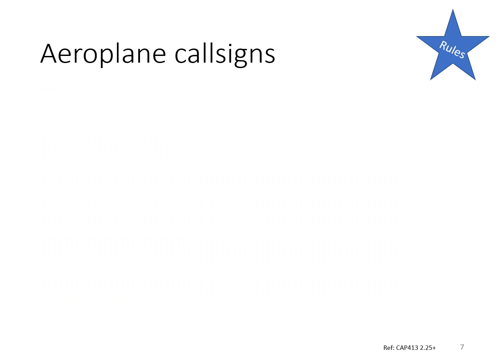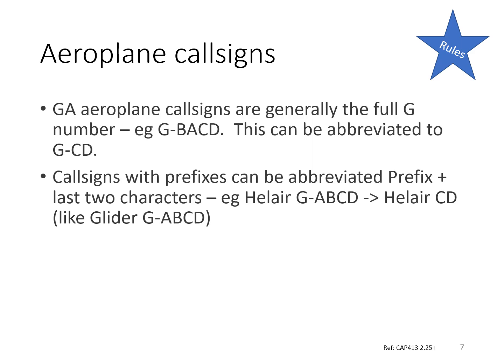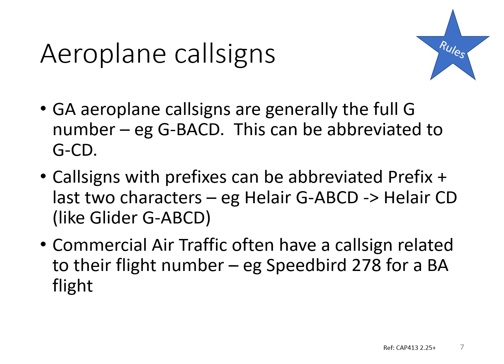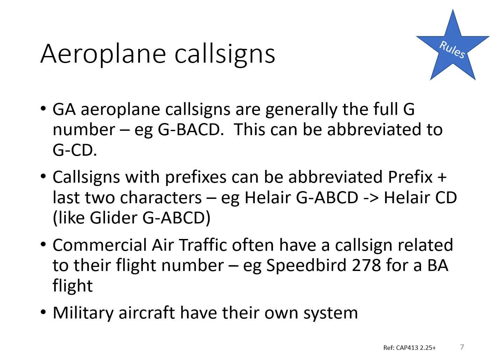Aeroplanes often use their registration as the call sign. This is particularly the case for GA aircraft, and you'll hear a lot of people using call signs such as Golf Bravo Alpha Charlie Delta. This can be abbreviated, and we'll see that in a moment, to Golf Charlie Delta. However, it is entirely possible for other types of call sign to be used. For example, airliners might use their company prefix and a flight number, such as Speedbird 278 for BA Flight 278. Military aircraft have their own system.